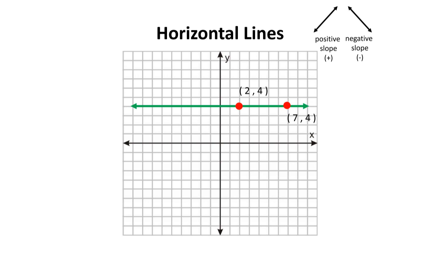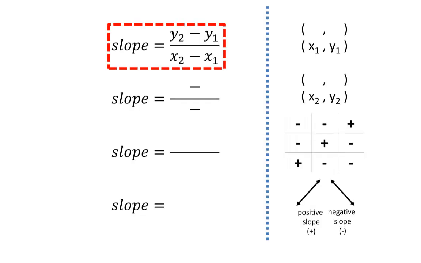The green line below is a horizontal line. We've been given the coordinates or address of 2 points on that line, which means we can find the slope. I'm going to begin by writing down my known information. One of the coordinates of the points was (2, 4). The other coordinate was (7, 4).